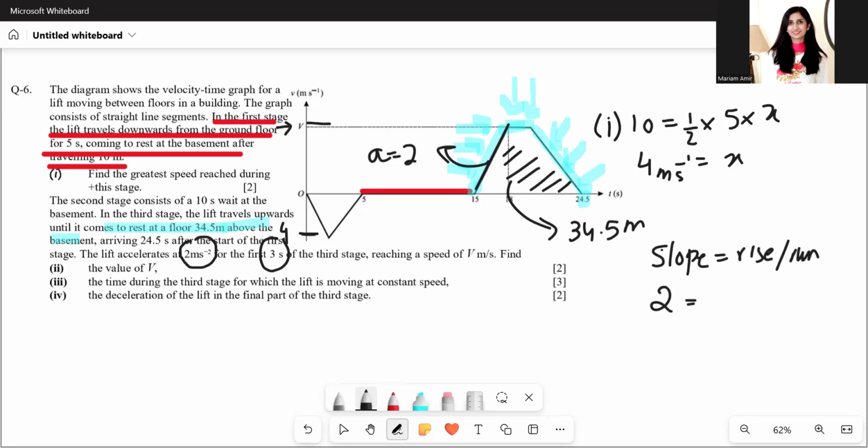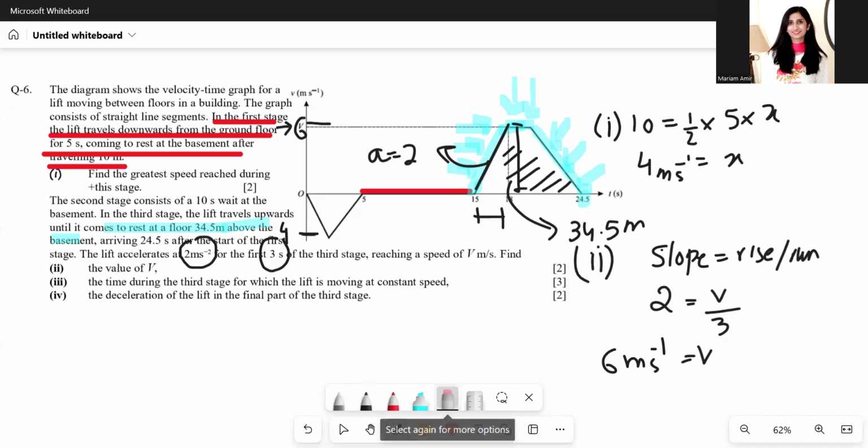The rise would be this length, which is V. The run would be this length, which is 3. So the speed is 6 meters per second. This value here would be 6. That is part 2. Part 3 is find the time during the third stage at which the lift is moving at a constant speed. Okay, so now we need to find this time here.